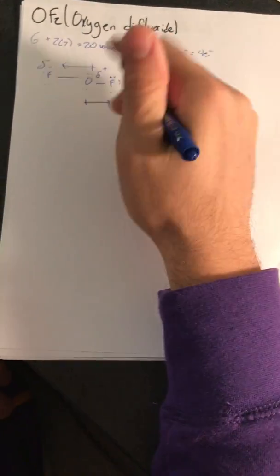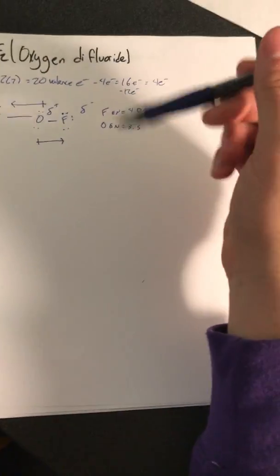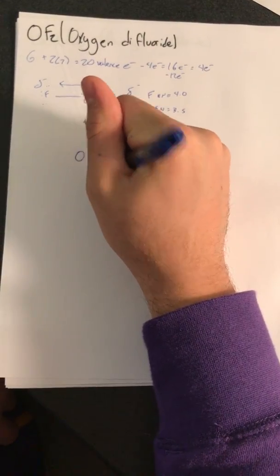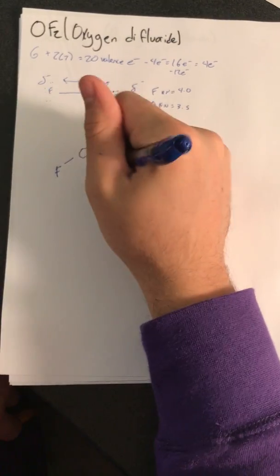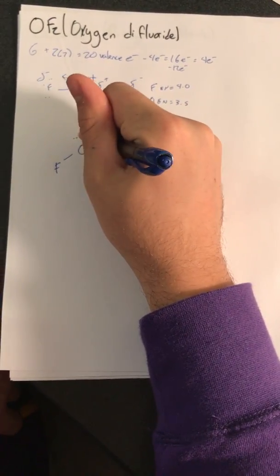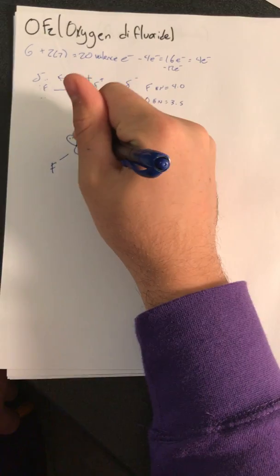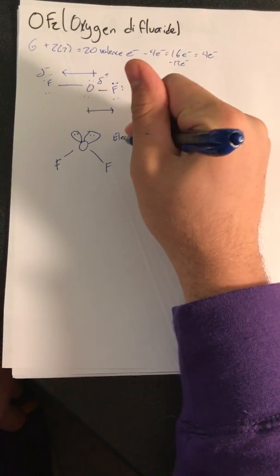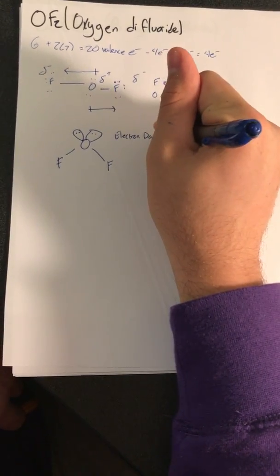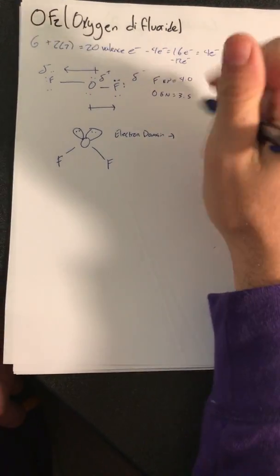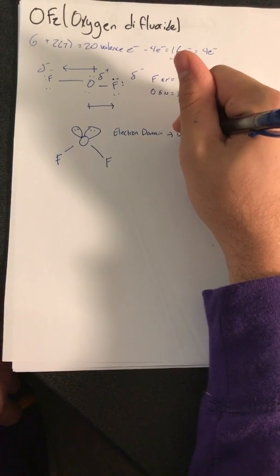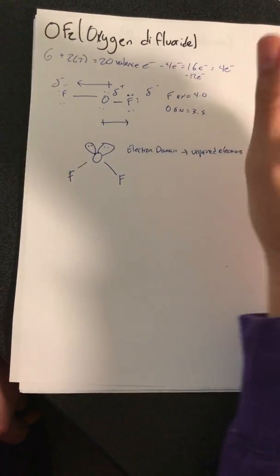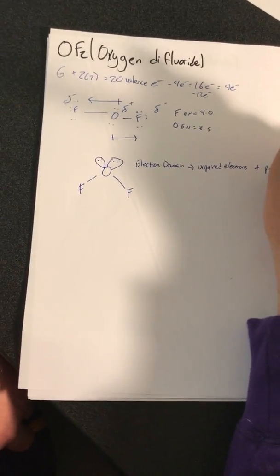So now that we know this, we're going to go to the geometry. The electron domain geometry for this will look something like this, since electron domain geometry includes unpaired electrons as well as paired electrons.